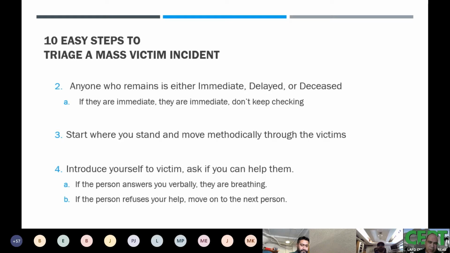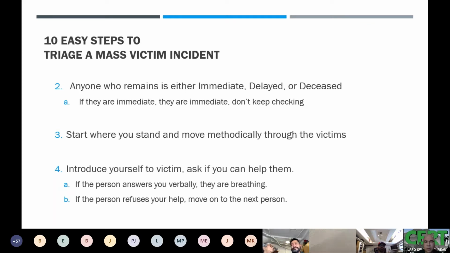The first thing is, how do we even begin this? You start where you stand, and then come up with a plan to move methodically through the victims. If you're at the entrance of a room, figure out, okay, I'm going to go up this way and down this way, or I'm going to zigzag through, but have some sort of idea to go through in an orderly way, because you don't want to come across the same victim twice and miss other people. This is going to differ with every single incident. You're going to have to decide on the fly what is the best way to move through this.